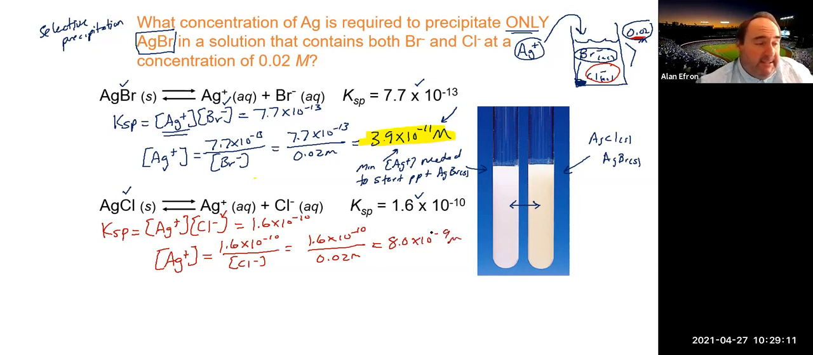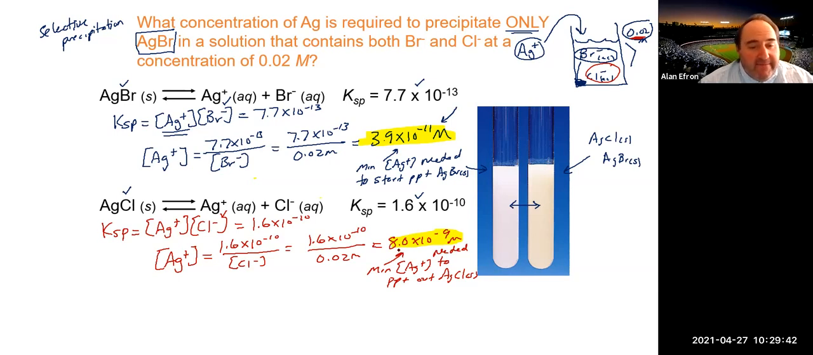So what does this number mean? Well, this number means exactly what the number above means. This number is the minimum concentration of silver needed in this case to precipitate out silver chloride. Any questions on that?